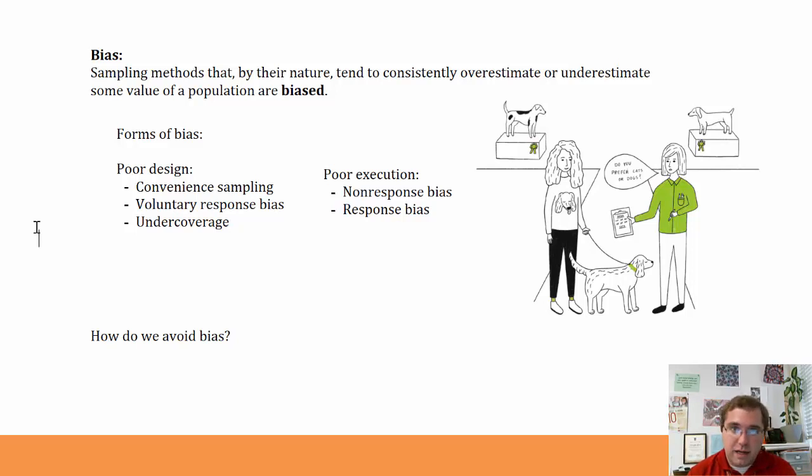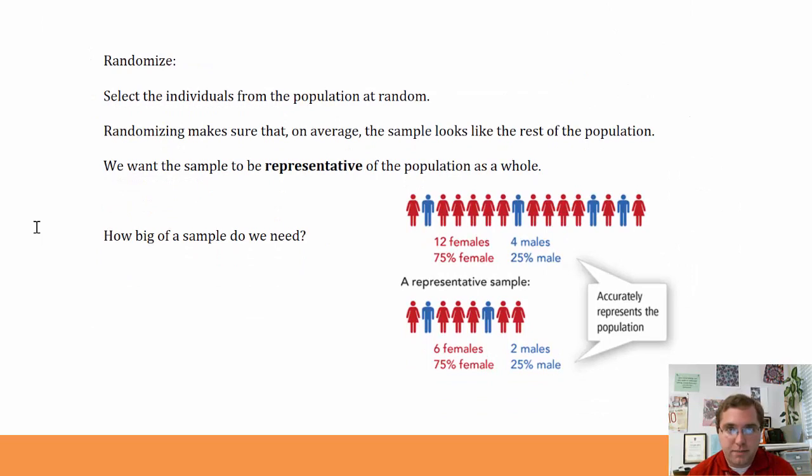So how do we avoid bias? Well, we avoid bias first and foremost through randomization. We need to select the individuals from the population at random to form our sample. Randomizing makes sure that, on average, the sample looks like the rest of the population, that it is representative of the population as a whole. We want the sample to be representative of the population.